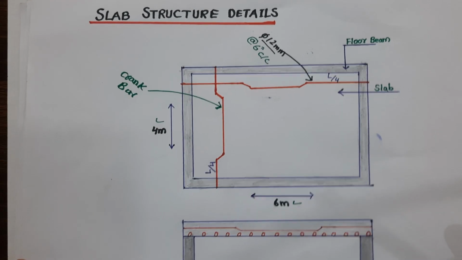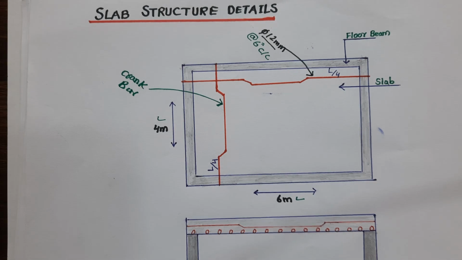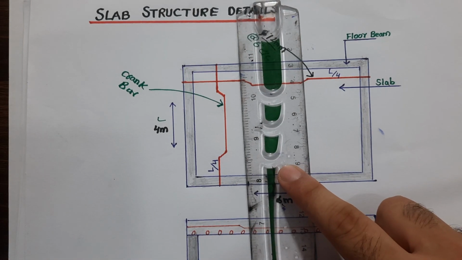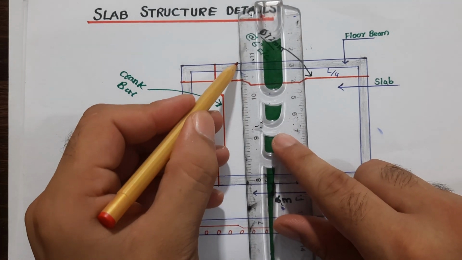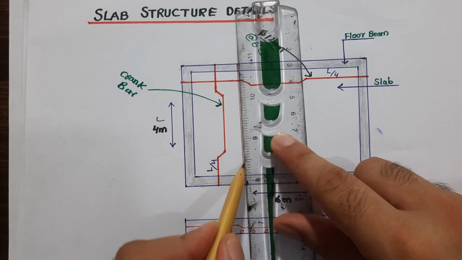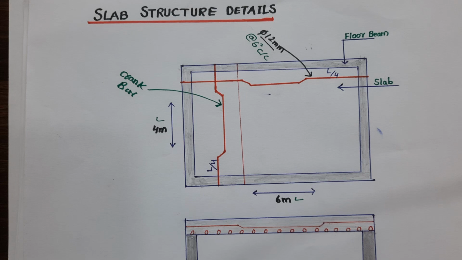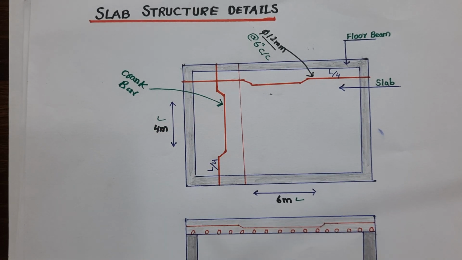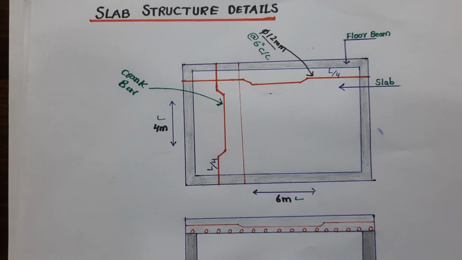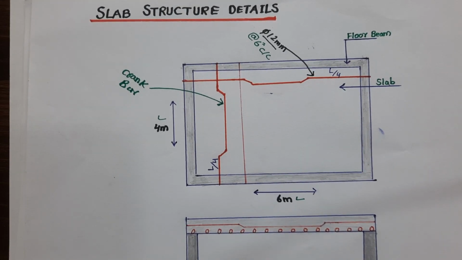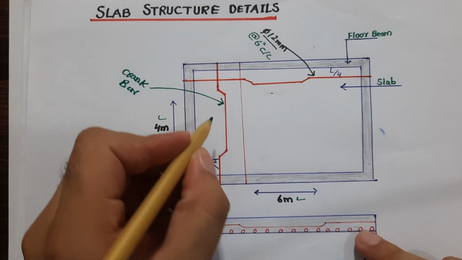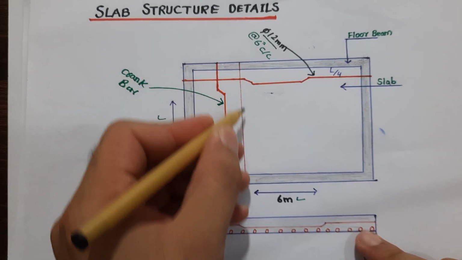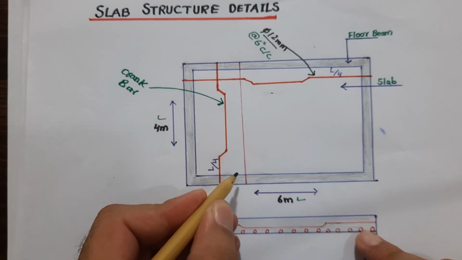If you provide the steel same like this, it is not a crank bar. Let me show you. This is a crank bar, but this is plain steel reinforcement. So don't provide it like this.